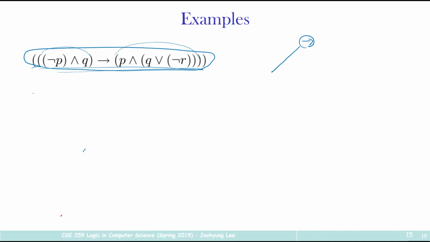The left child will represent the tree for this formula, and the right child will represent the tree for this formula. And this goes recursively, meaning that it will do the same thing over and over. If you look at this as a formula, the outermost connective is conjunction. The left child of that conjunction is this formula, and the right child is this one. We are going to write this one, and actually this one is negation.